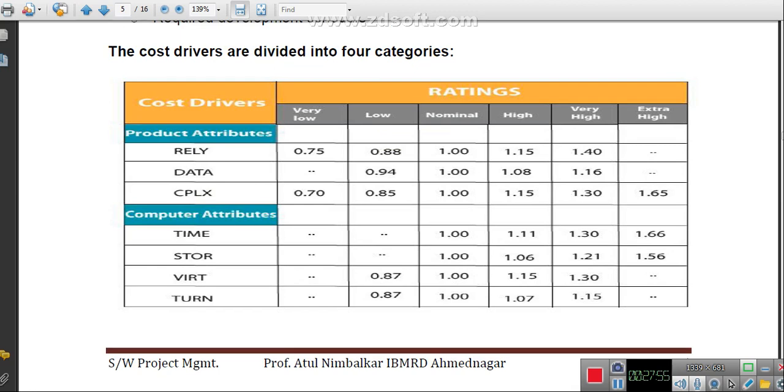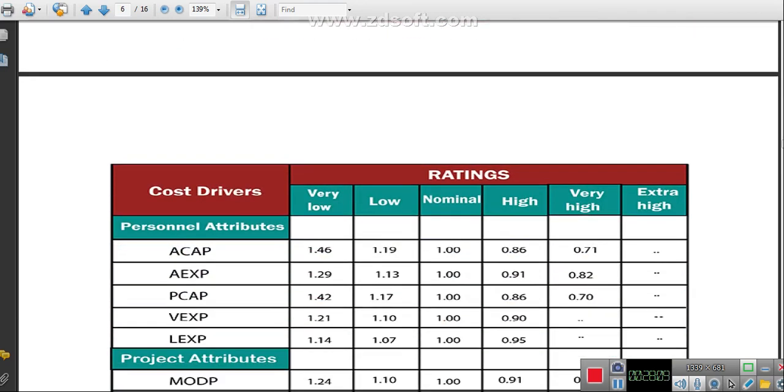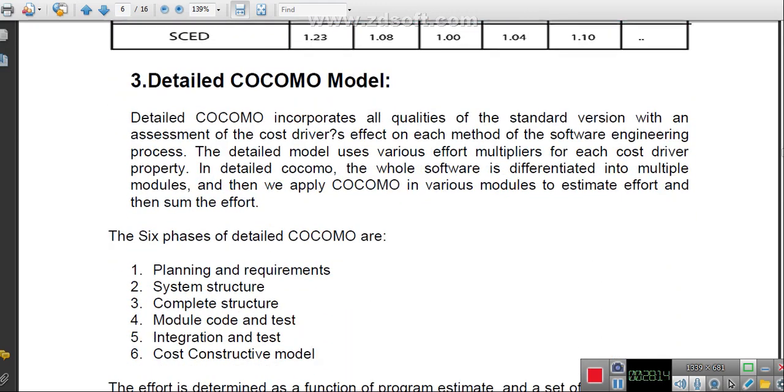So this is the cost drivers and the rating. आपको ये दिखाई दे रहा है टेबल? Yes. Am I audible? Yes, sir. Okay, okay. मुझे आप रिस्पॉन्स देते जाओ, तो मुझे समझ में आएगा आप है वहाँ पे.